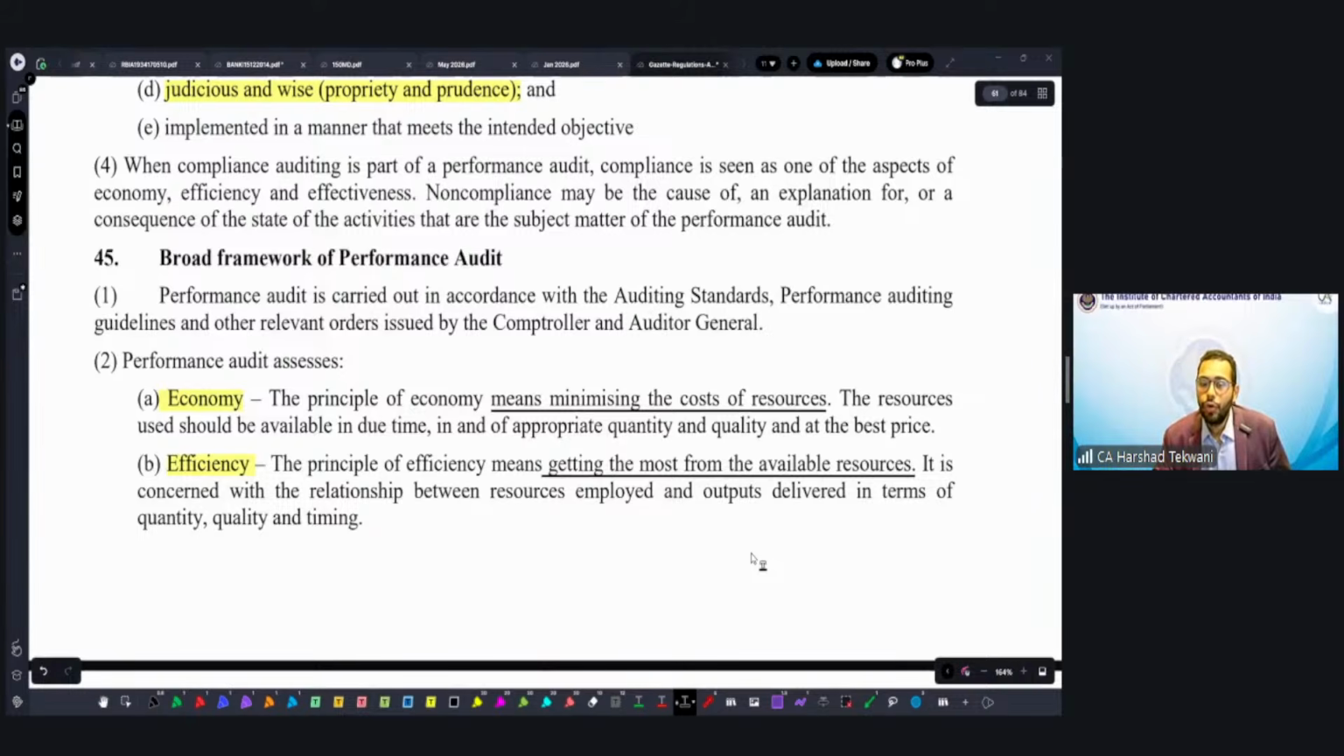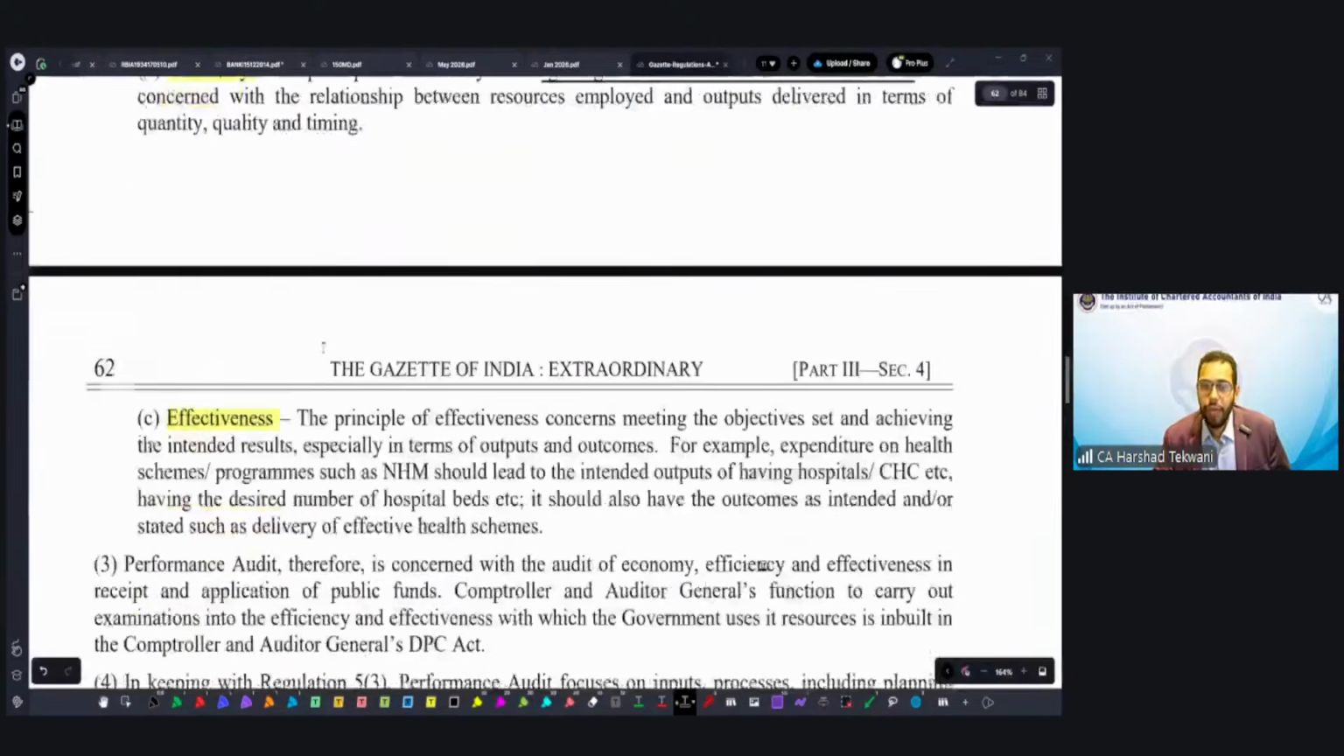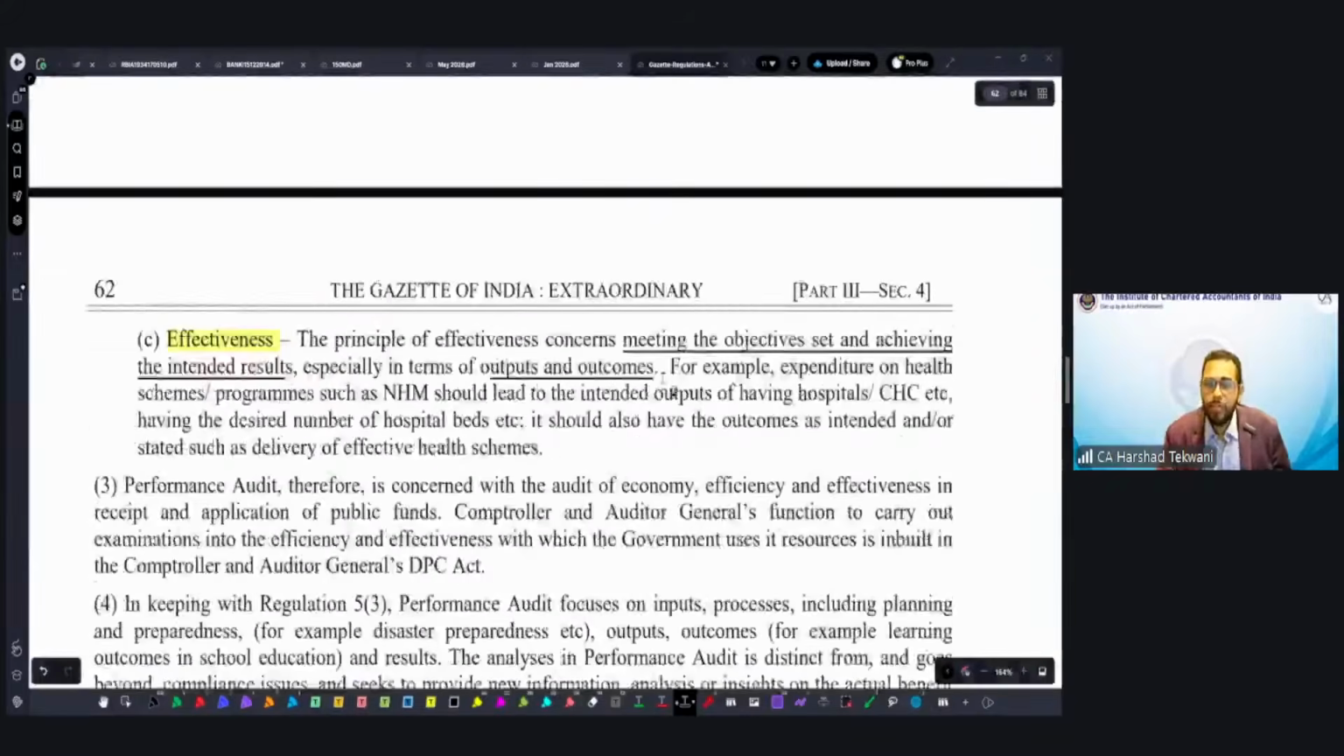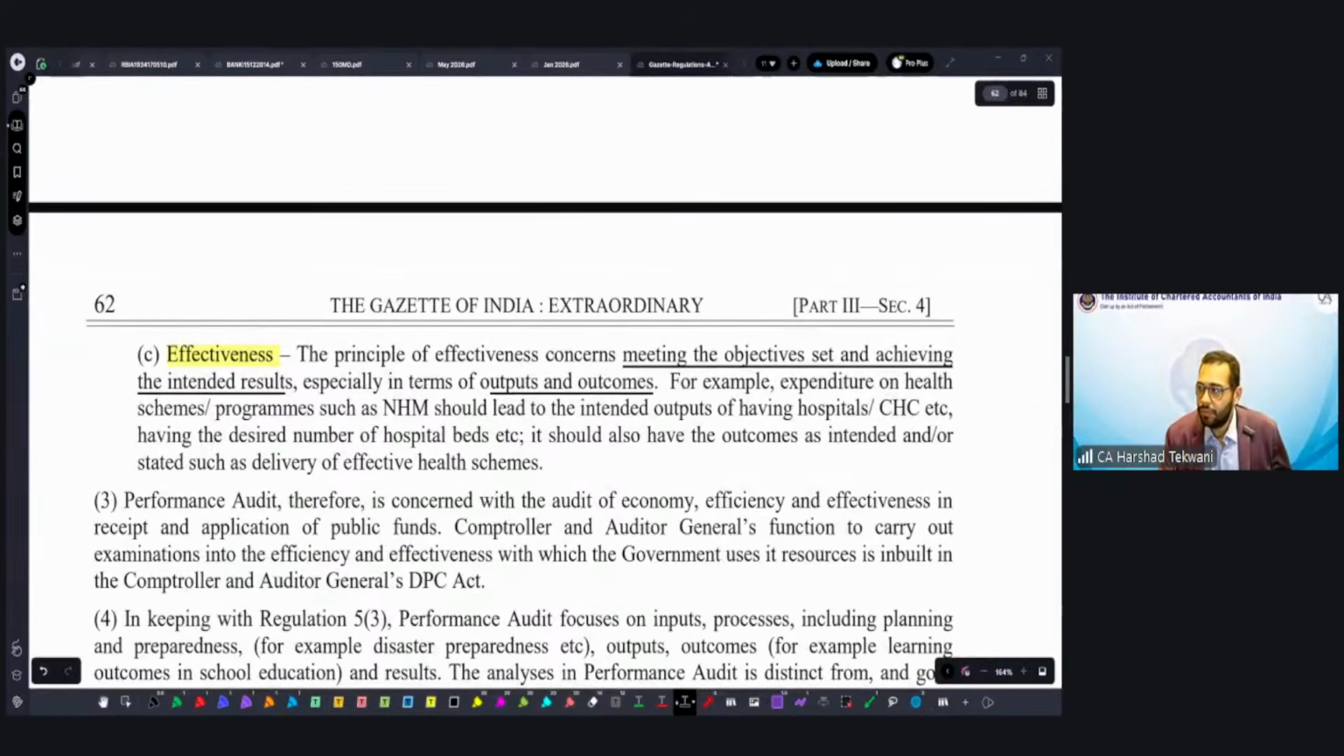Okay, you need to deploy the resources you already have. And effectiveness is meeting the objectives set and achieving the intended results in terms of output or outcomes. That means if you plan to achieve this much ridership from the metro, whether you achieved it or not, that's the output or outcome. Okay. So that is the performance audit, three basic criteria that are even given under the regulations.